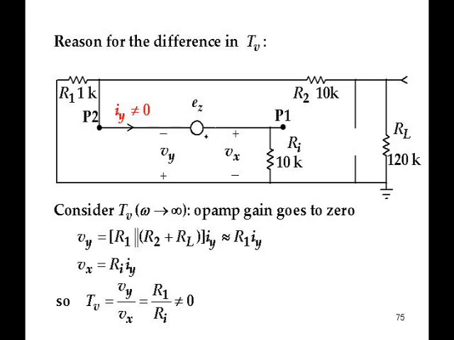In fact, you can see what the Vy over Vx is. You've got the same current going through Ri as you do on the other side. So Vy is approximately equal to R1 times Iy, and Vx is equal to Iy times Ri. So Tv is R1 over Ri and is not 0, the way it should be.